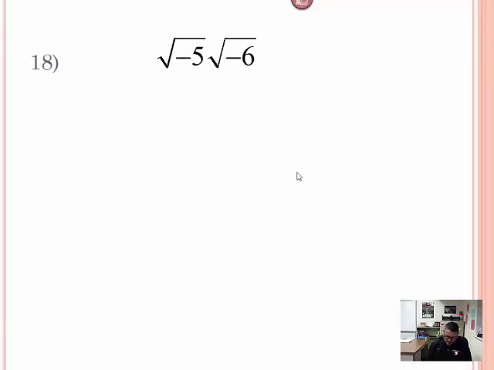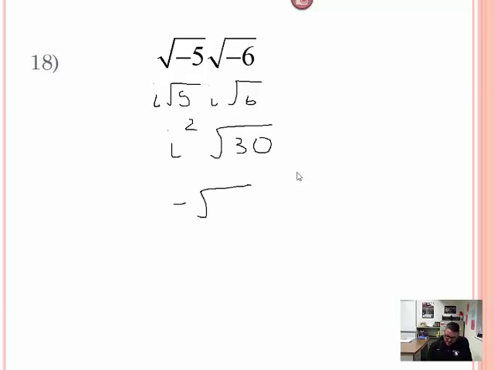Okay. So again, on this one, you need to do each of them separately. So the square root of negative 5 is I square root of 5, and the square root of negative 6 is I square root of 6. And then we multiply together. I times I is I squared. The square root of 5 times square root of 6 is square root of 30. And then I squared is negative 1, so it would be negative square root of 30.